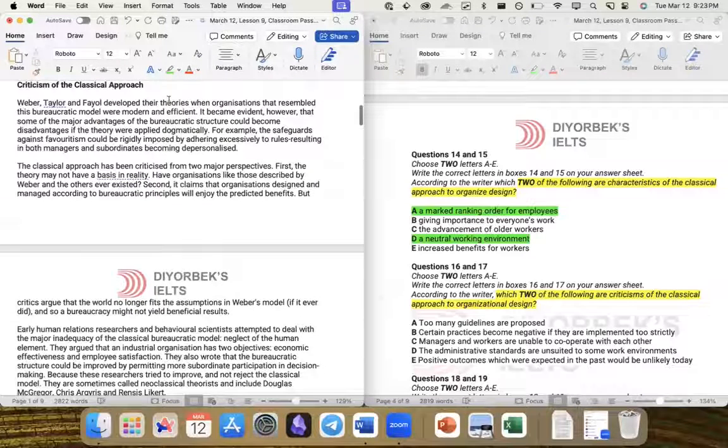Weber, Taylor and deploy their theories when organizations that resemble this bureaucratic model were modern efficient. Bular bu teoriyani qachon rivojlantirgan? Qachonki shu ishlatayotgan organizatsiyalar efficient bo'lganda rivojlantirilgan. Shu ishlayotgan payt rivojlantirilgan. It became evident, however, that some of the major advantages of bureaucratic structure would become disadvantage if the theory were applied dogmatically. Agar faqat hech narsani eshitmasdan turib olib qiladigan bo'lsa, nima deydi?